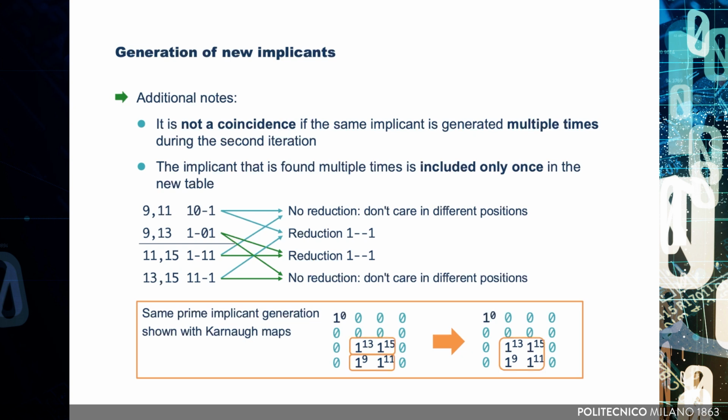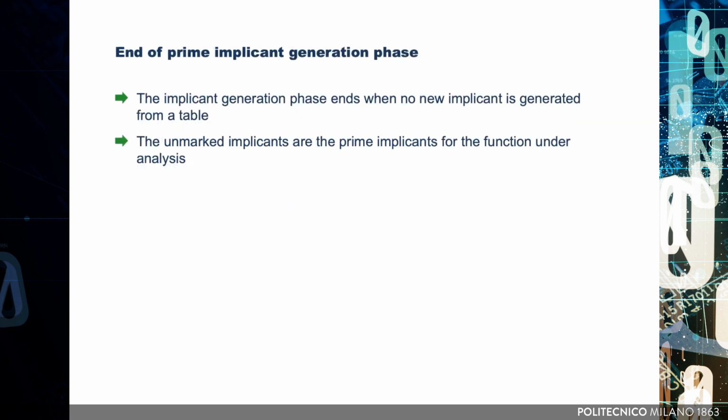We can observe that from the two implicants 9, 11 and 13, 15, we can generate the larger implicant 9, 11, 13, 15. At the same time, starting from the pair 9, 13 and 11, 15, we can obtain the same implicant again. So even though the implicant 9, 11, 13, 15 is derived twice, it will appear only once in the new table we construct. The prime implicant generation phase is repeated iteratively, as shown, until no new implicants are produced. At that point, all unmarked implicants are identified as the prime implicants of the function under analysis.